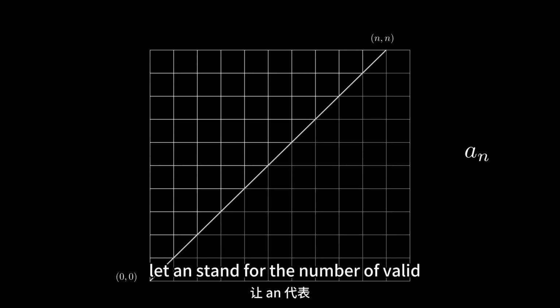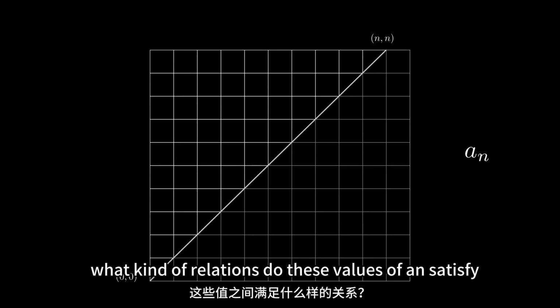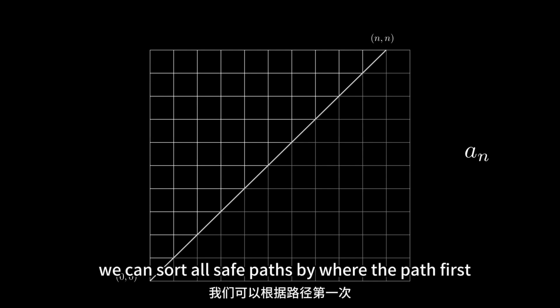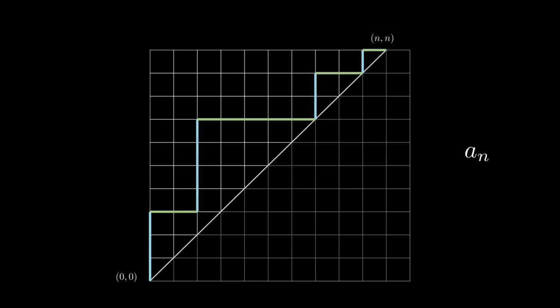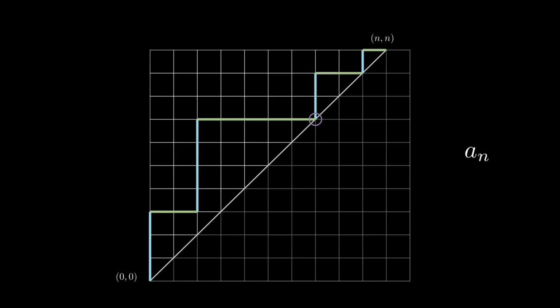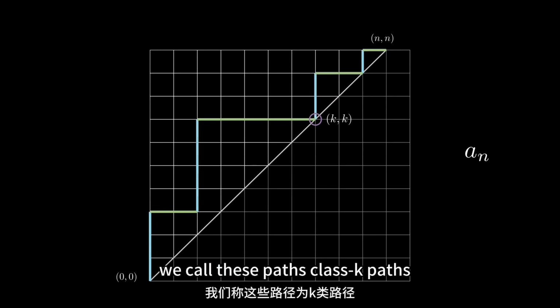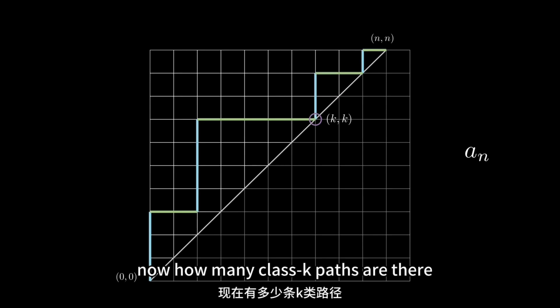Let a_n stand for the number of valid safe paths from (0,0) to (n,n). What kind of relations do these values of a_n satisfy? We can sort all safe paths by where the path first touches the dangerous boundary line y equals x. Suppose this first touching point is k. We call these paths class k paths.